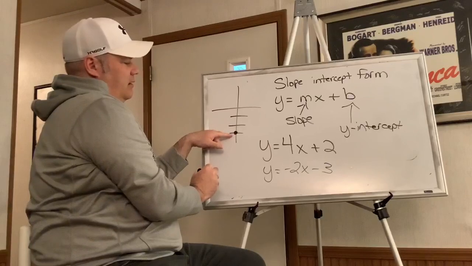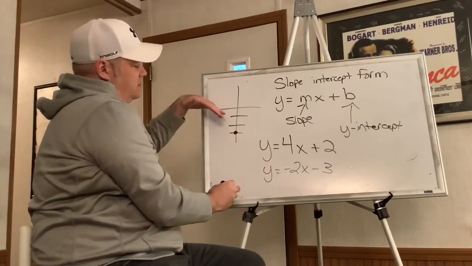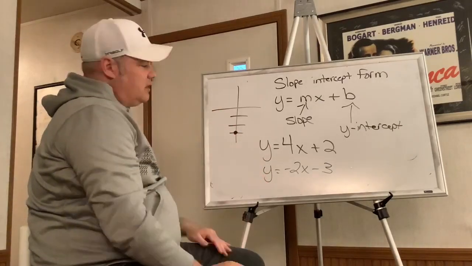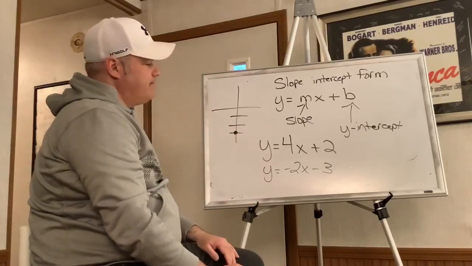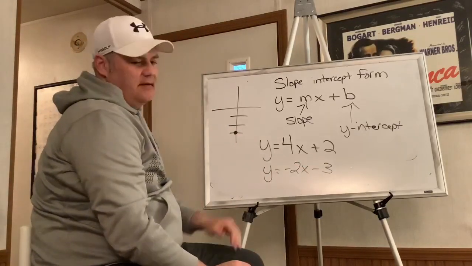Okay, so it'd be down here. And then your slope is -2, so it's going to go down. Okay, it's going to go down -2. So that's what that's giving you.